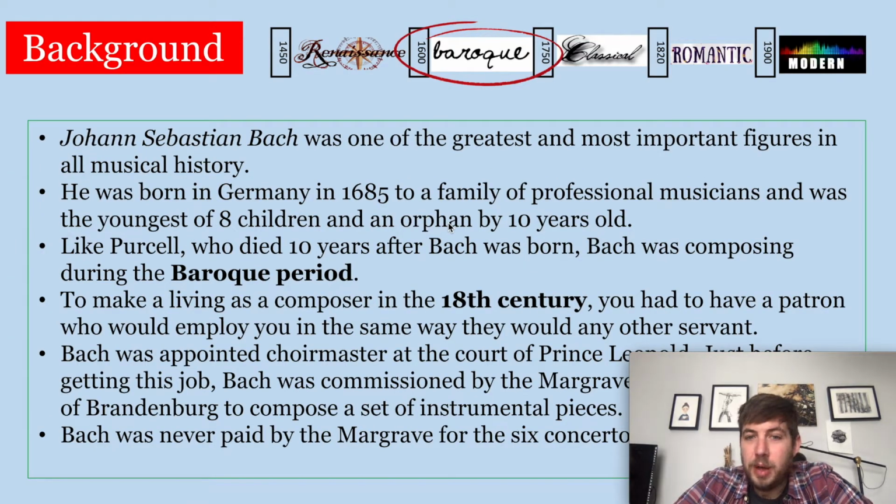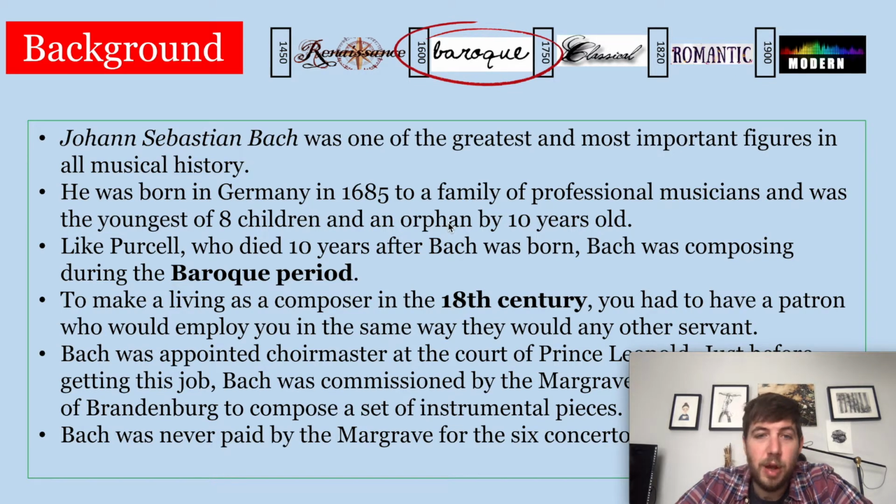Johann Sebastian Bach was one of the greatest composers and most important figures in all of musical history. He was born in Germany in 1685 to a family of professional musicians and was the youngest of 8 children. Fortunately, though, he was made an orphan by the age of 10 years old.